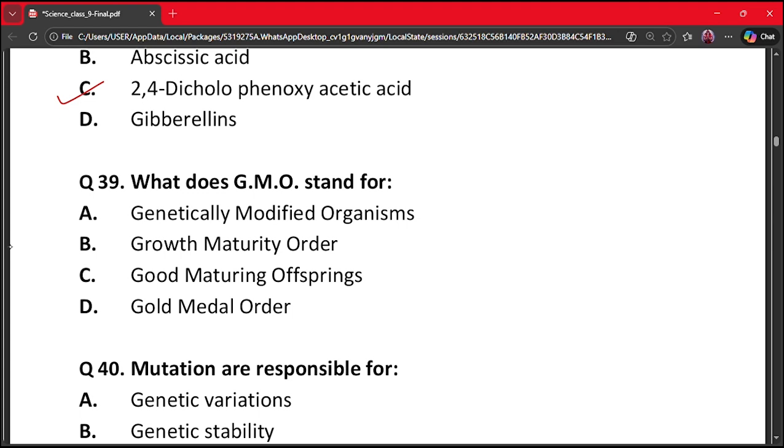The next question is question 39. What does GMO stand for? A. Genetically modified organisms, B. growth maturity order, C. good maturing offsprings, and D. gold medal order. The correct answer is option A. GMO stands for genetically modified organisms.